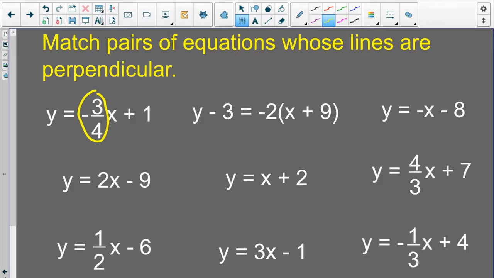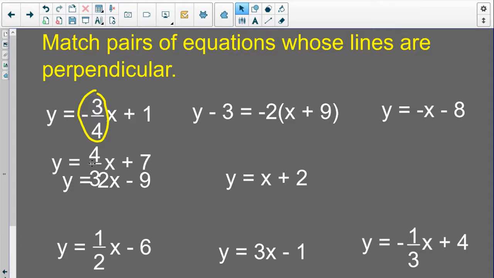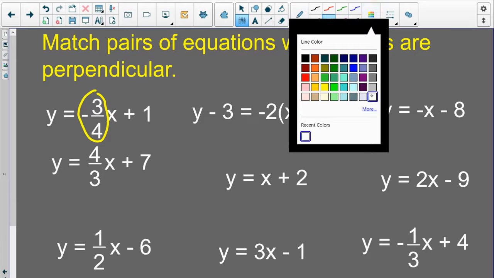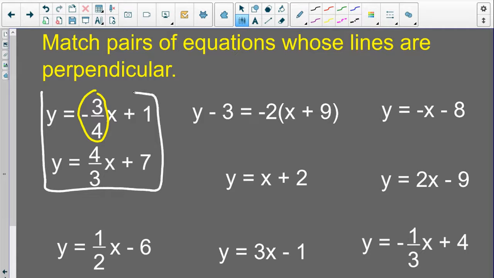So what would the slope of a line perpendicular to this have to be? Well, we'd have to have an opposite reciprocal. Well, the opposite of a negative number would be a positive number. And the reciprocal of 3/4 is 4/3. So I'm looking for an equation that has a slope of positive 4/3. And I see I have one over here on the right-hand side. Let me just move that over and match them up. Okay, so those two would be perpendicular if we were to graph them, because their slopes are opposite reciprocals. Let's see if there's any others.